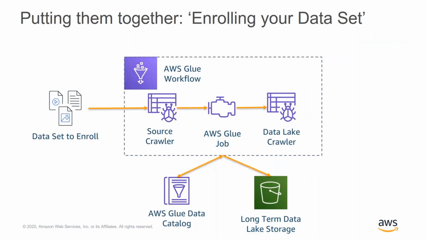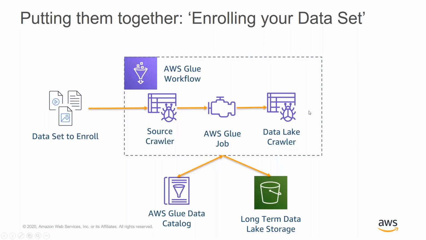So putting all of these data lake services together in one picture, this is the easiest way to conceptualize it, I think. Imagine you have a data set and you want to enroll that into your data lake, similar to checking in code to a repository. You want to enroll your data set, and if you can think of an AWS Glue workflow here, where a source crawler crawls that source data, populates the Glue data catalog with that source data detail.